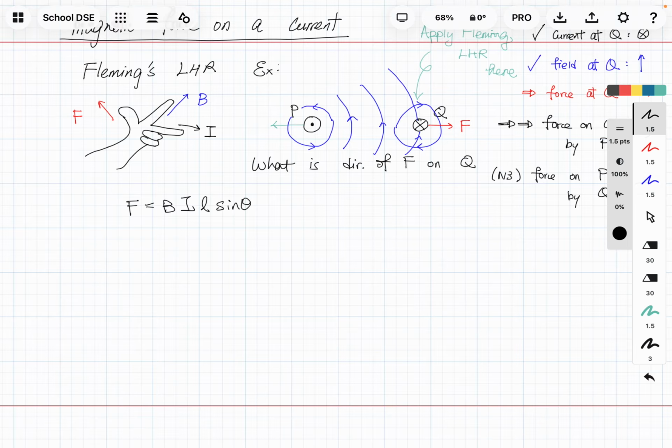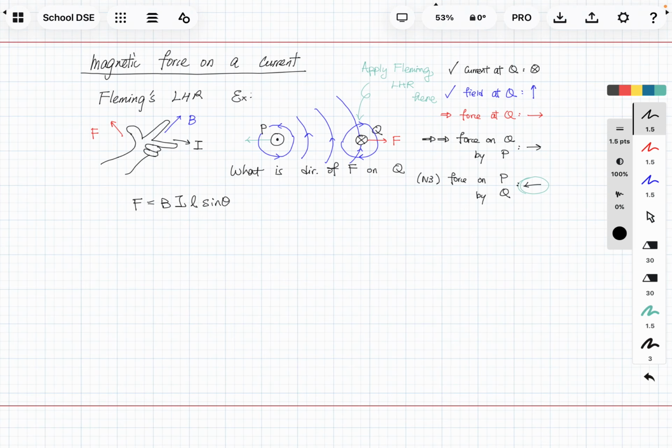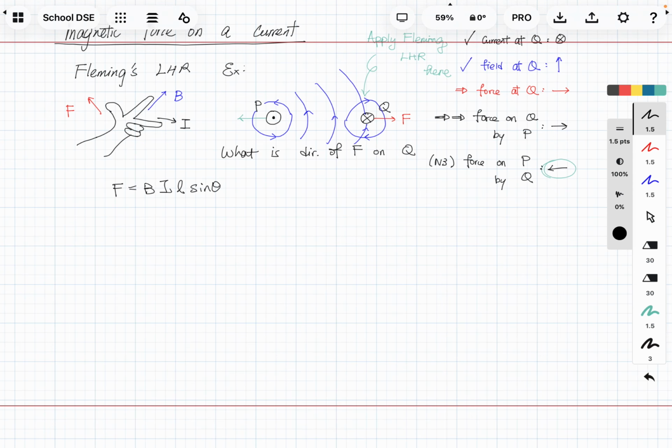Maybe positive, negative. Now, in this case, what is the magnetic force? 0 for the first one.